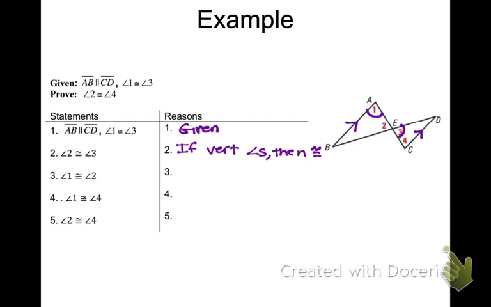Because 1's congruent to 3. Yeah, what property lets us do that? Transitive property, right? We can take out the link of the 3, and what are we left with? The 1 and the 2, so that's transitive. You're going to have a lot of transitive happening in these proofs today. Transitive property.